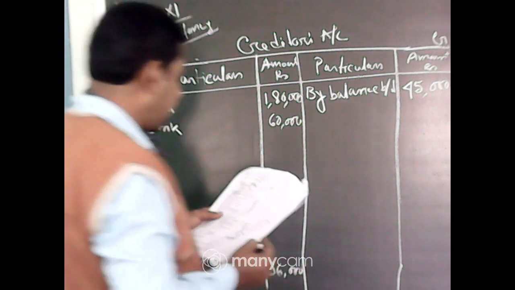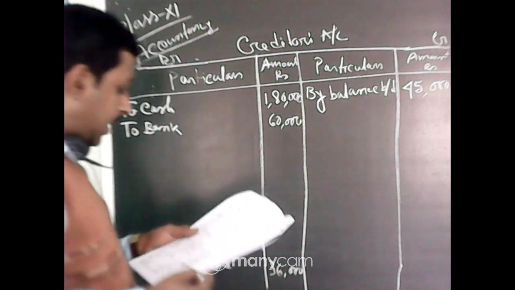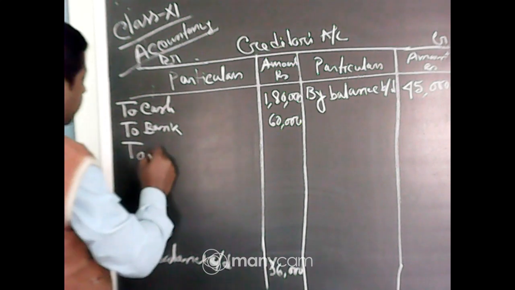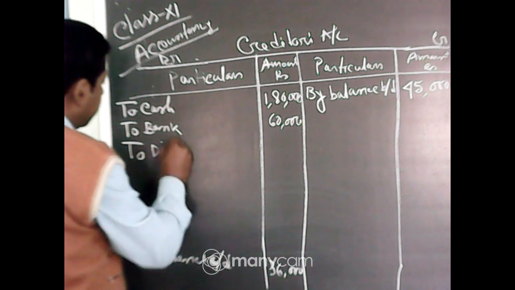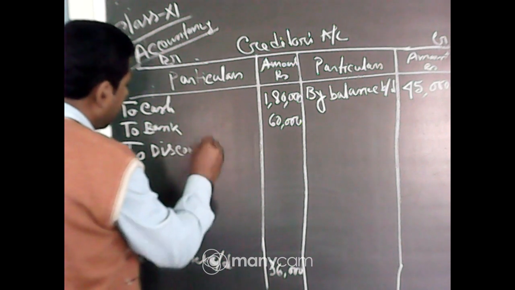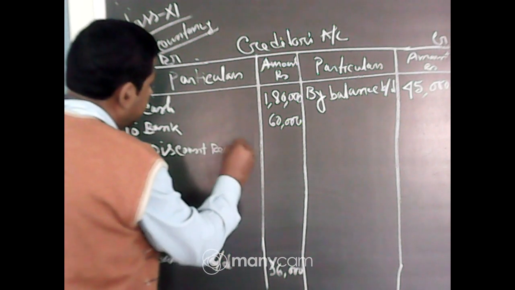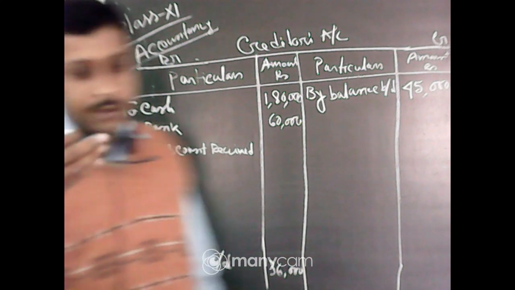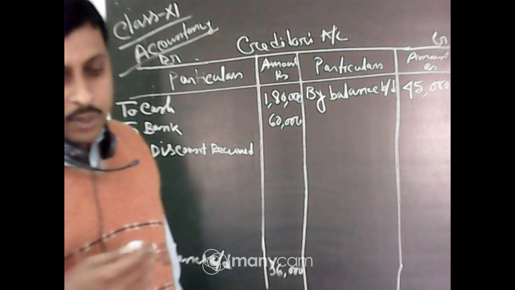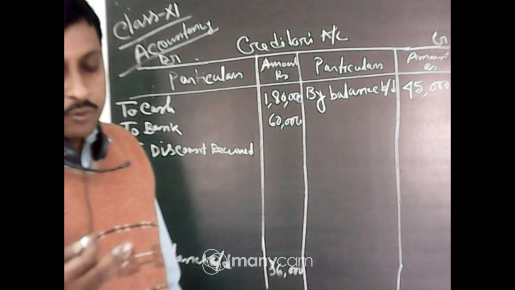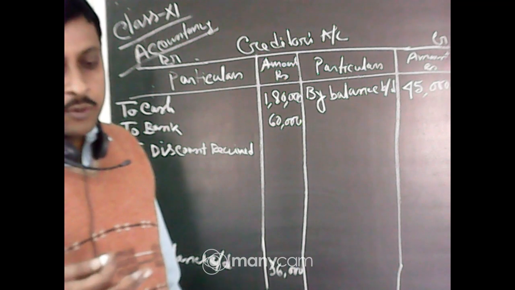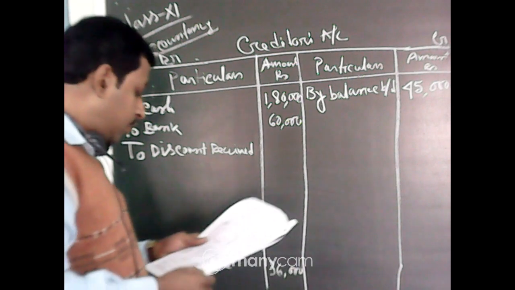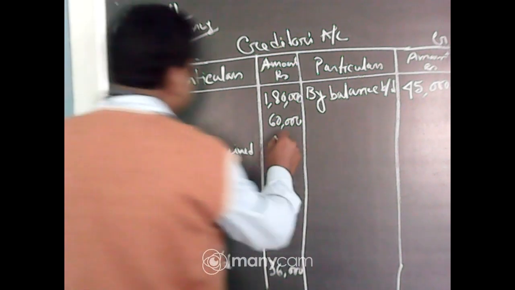Discount received from creditors. Discount received is our income. So creditors account debit to discount received. To discount received. Because creditors give us the discount, we deduct the balance of creditors, whatever amount they actually get, from that amount we deduct, and that amount is called discount received. They are giving the discount to us. So to discount received, that is 5,400.